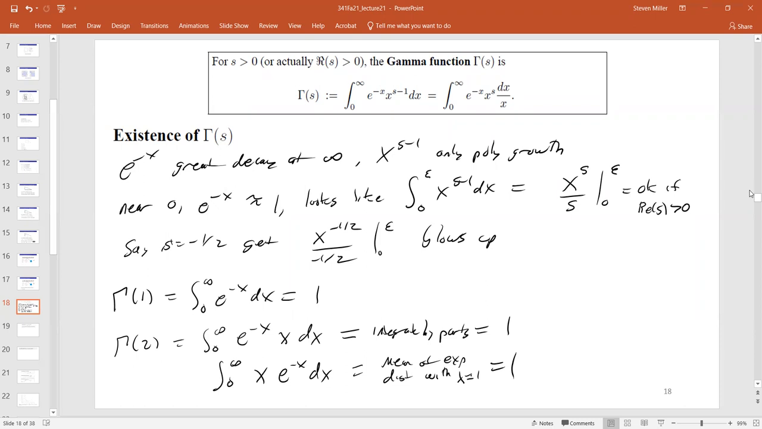Gamma of 1 equals 1, gamma of 2 equals 1. It must always equal 1. Do you believe this conjecture? That for every integer value of s, this is always going to be 1. As you said it, yeah. You have been paying attention. All right, let's calculate gamma of 3. So we have e to the negative x, x squared dx. How would we evaluate this? By parts. And just in the interest of time, I will do the calculation and I will get 2.